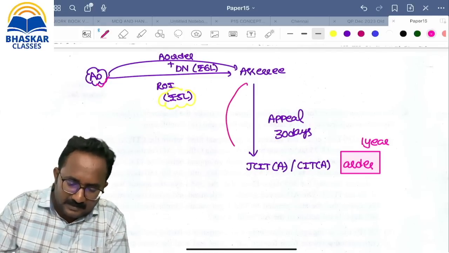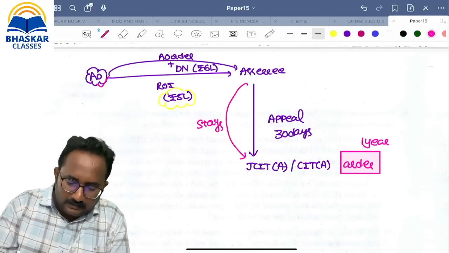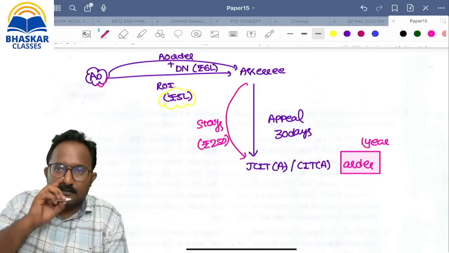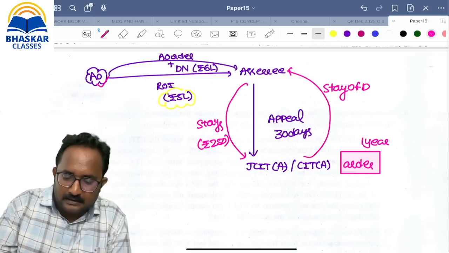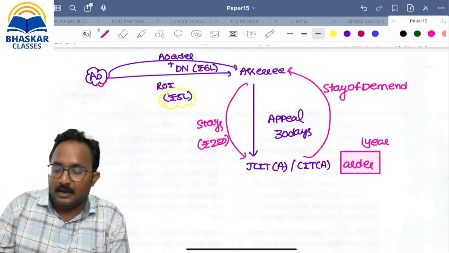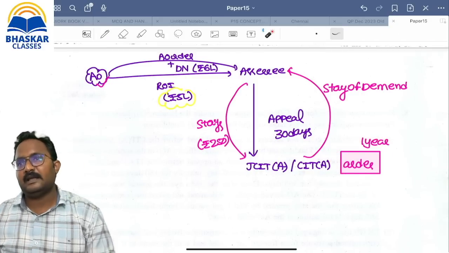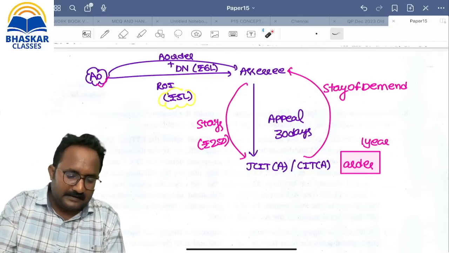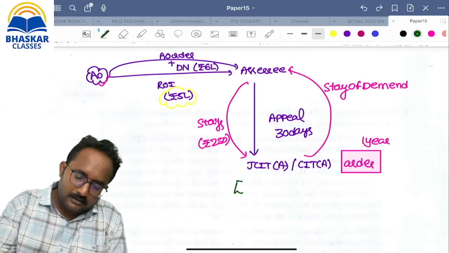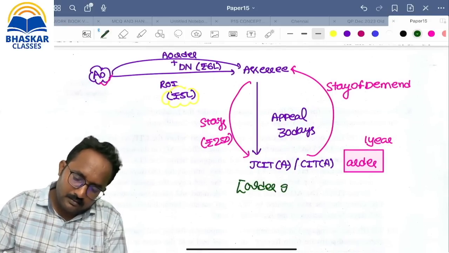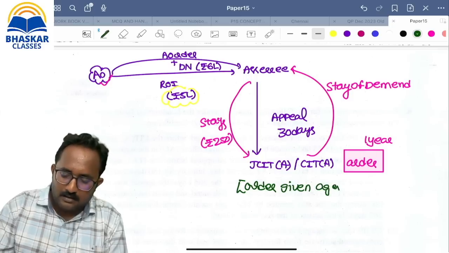Why? We are applying. That means SSC will apply for the stay. Can you tell me what is the fees? 250. Then they can give the stay of demand. Is the stay of demand for limited time or unlimited time? Unlimited time, until that order is given by the CIT appeals. In this example, the order is given in favor of whom? Order given against whom?